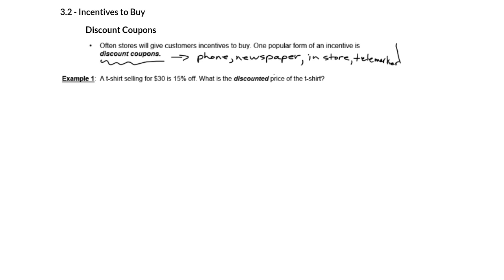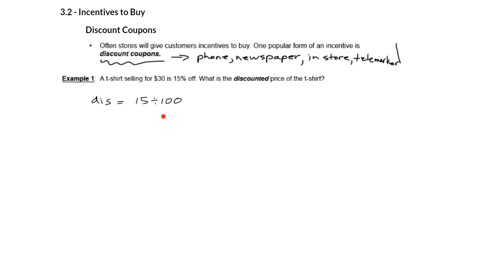Now, some of you guys had difficulty with discounts. Here is how we calculate a discounted price. So it's $30 and it's 15% off. How do we get the discounted price? Here's how we do it. So the first thing you got to remember is that the discount is equal to 15%. Now, 15%, okay, is the same as 15 divided by 100.